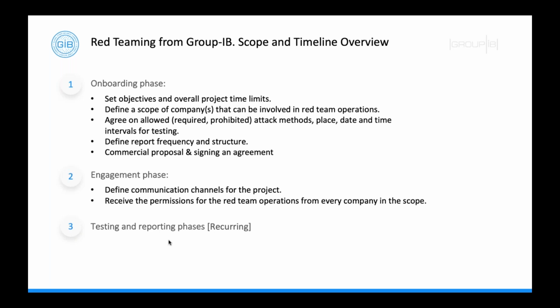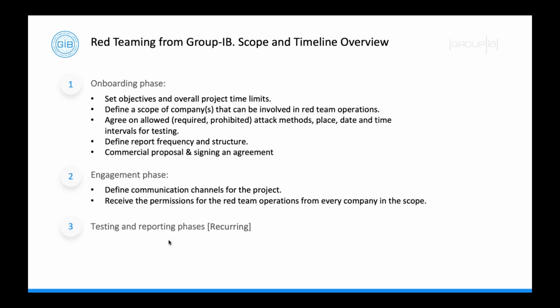Also, we'll set the project time limits and define a scope that can be involved from the red teaming operations. Are we allowed or not allowed to employ offensive or destructive methods against the network? Are we allowed or not allowed to attack different networks that might be considered out of scope for your particular organization? And of course, we'll define the frequency and the structure of the project as well.